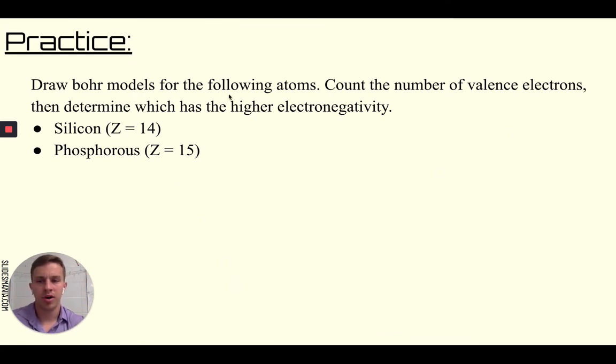So here's some practice for you. Draw Bohr models for the following atoms. Count the number of valence electrons, then determine which has the higher electronegativity. Here's a hint. Silicon with an atomic number of 14 is going to have 14 electrons. Phosphorus, an atomic number of 15, is going to have 15 electrons. And they're both going to have 3 electron shells. So take a minute on your own. Try to figure these out.